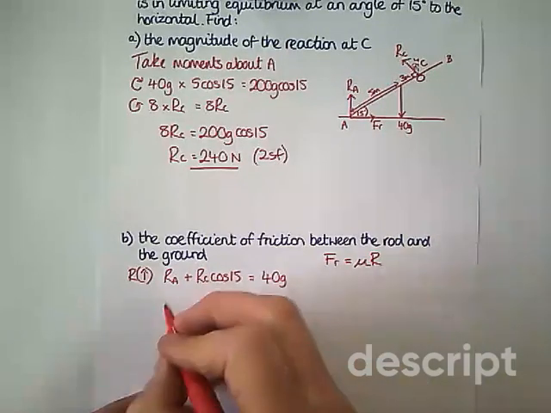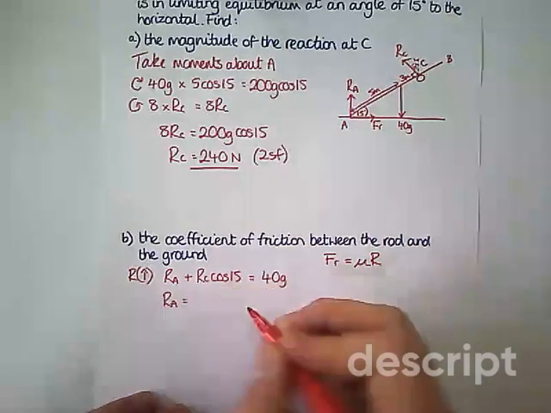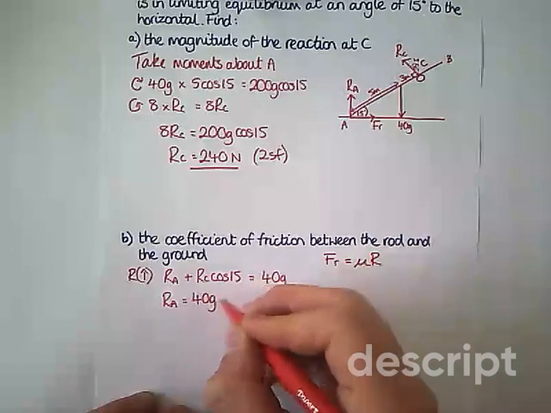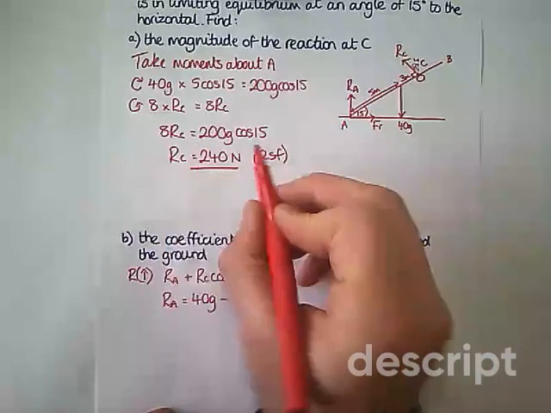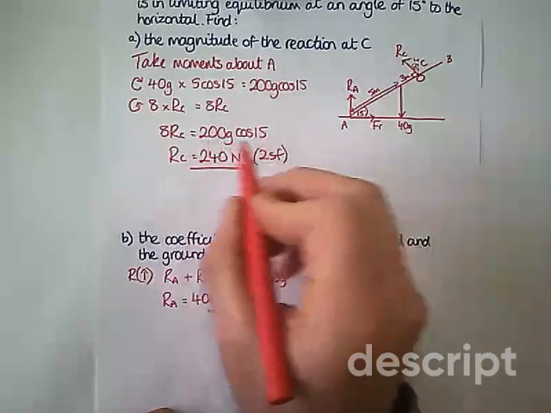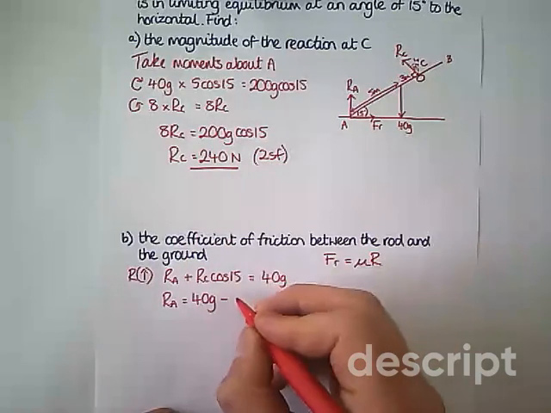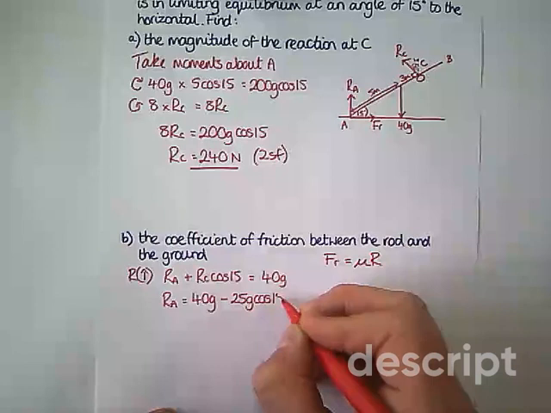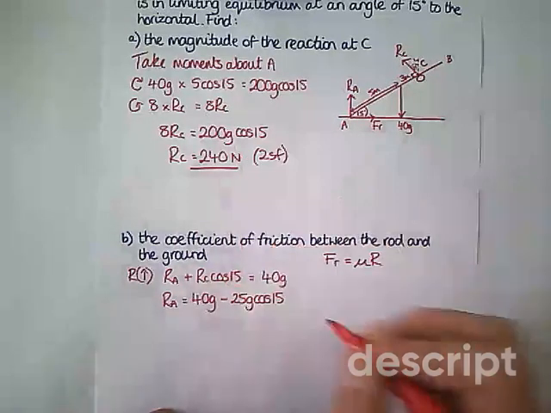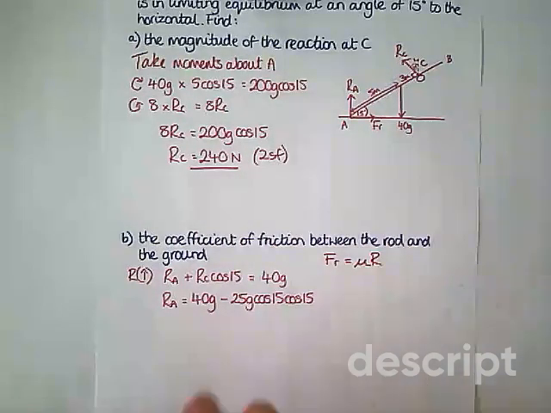So then the reaction force at A is 40G minus my value of the reaction force at C that I just worked out. We could go back to using the actual one. So let's just write that as 25G cos 15. That's the reaction force at C times cos 15. I'm going to leave it like that for a minute because I'm going to use it again.